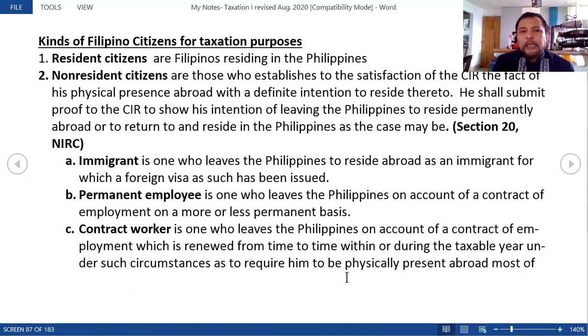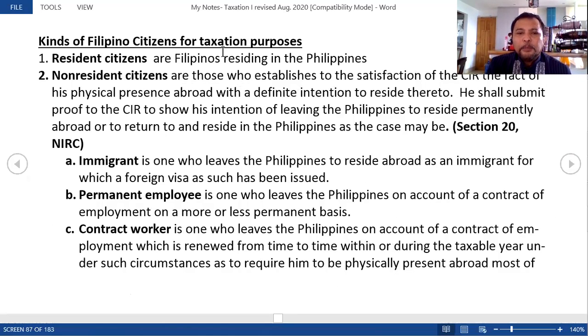So further, we will classify the different kinds of Filipino citizens for tax purposes. First kind will be resident citizens. These are Filipinos residing in the Philippines. For non-resident citizens, these are those who establish to the satisfaction of the CIR, or the Commissioner of Internal Revenue, the fact of his physical presence abroad with a definite intention to reside abroad. So he will reside abroad.